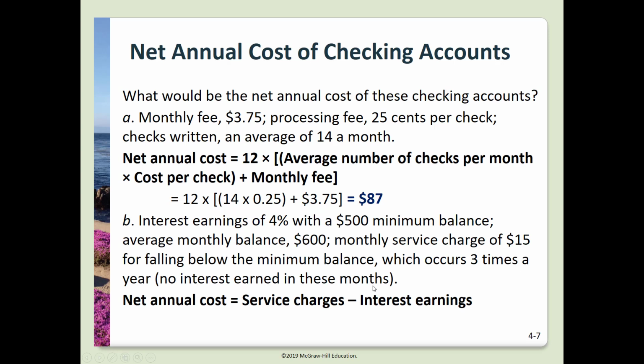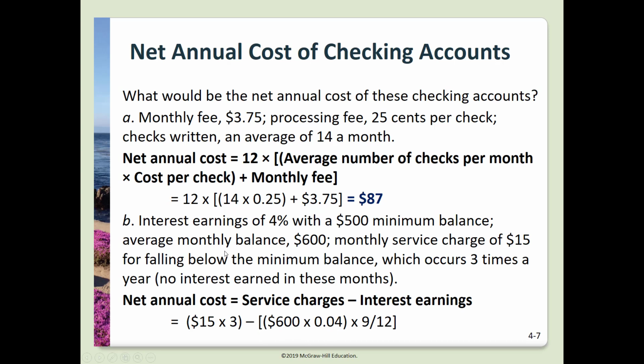And note that when that happens, no interest is earned in these months. So we're actually calculating a couple of things, right? We're calculating the interest earnings, we're calculating the service charges. And so our net annual cost here is taking the service charge, so that's the $15 a month when we're below the minimum balance, and it happened 3 times. So that's 15 times 3 over here. And then for the interest earnings, we're told we'll earn 4%. That's right here. That's the 0.04.